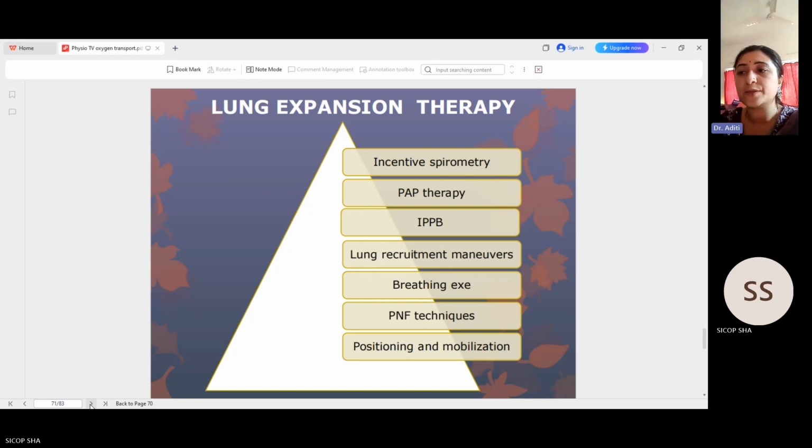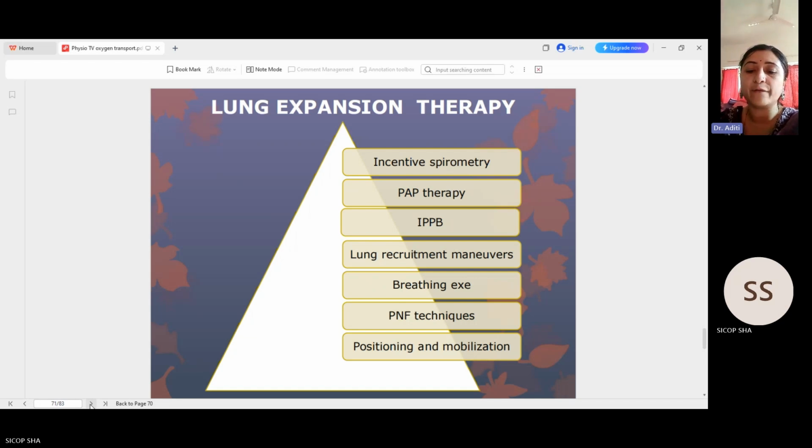So these are all the lung expansion therapy techniques that we all have. So incentive spirometry, both flow and volume. Volume has better effect on the ventilation process, but yes, spirometry can help to improve the ventilation and thereby the oxygenation. Positive airway pressure therapy, intermittent positive pressure breathing technique, or some lung recruitment maneuvers, either in ventilated patients or non-ventilated patients. All forms of breathing exercise, all the inspiratory breathing exercises like thoracic expansion, segmental expansion, diaphragmatic breathing, can cause increased excursion of the diaphragm and thereby increase the ventilation.